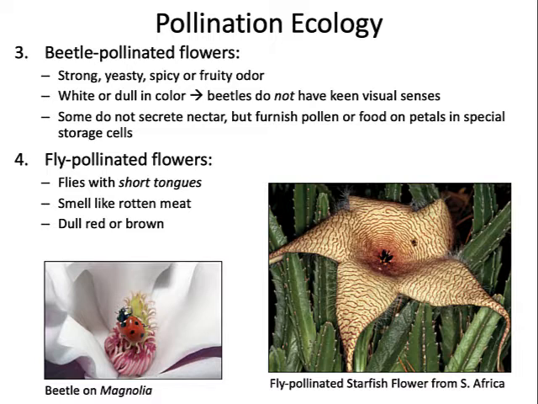For example, on your screen, it's a picture of the fly-pollinated starfish flower from South Africa. It's a very bizarre member of the milkweed family, and the large flower has the scent of rotting meat to attract blowflies and flesh flies from miles around. The flower actually gets hot like a dead body to trick those flies to enter.